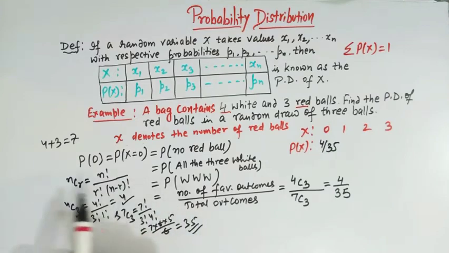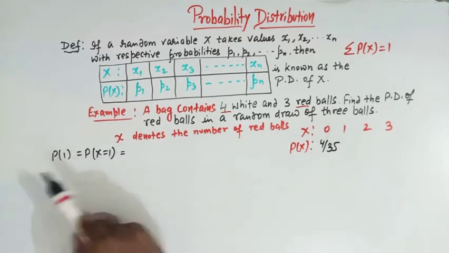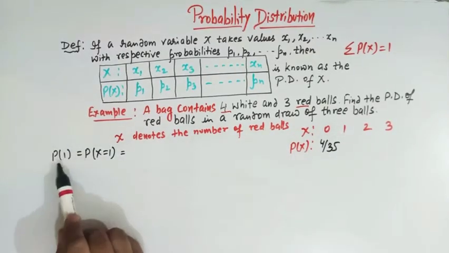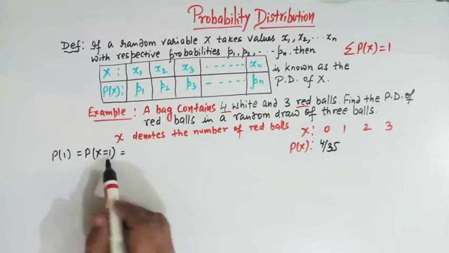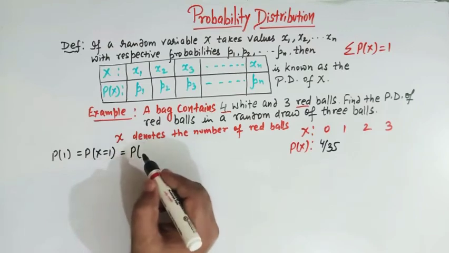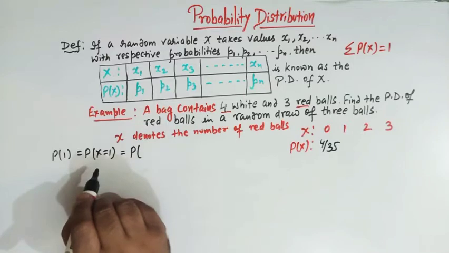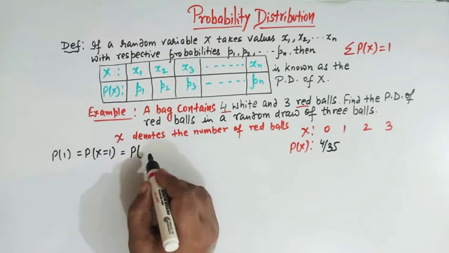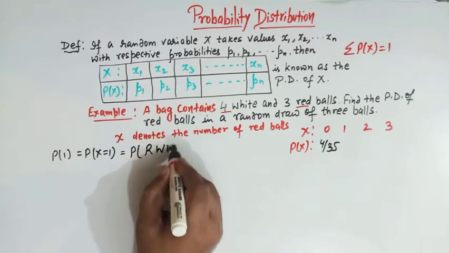Now we have to find P of 1. P of 1 means when the random variable X takes the value 1. So in this case we have to find the probability of getting one red and two white balls, right? So one red and two white balls.